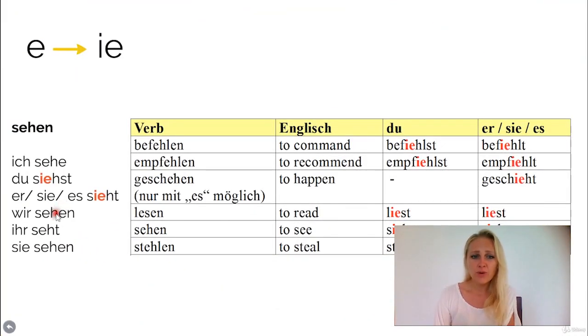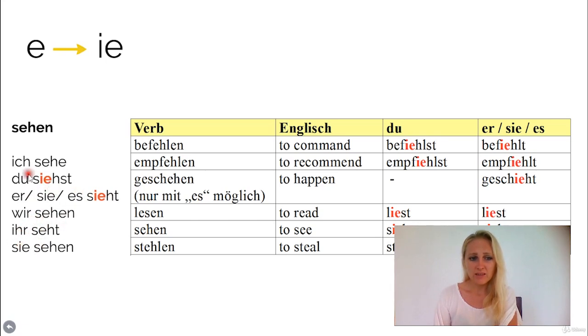Now this is a group of irregular verbs for which the E is changing to an IE. There are more than the ones that you see here, but those are the most important ones you need for the A1 level. Okay, so we have the verb sehen, which means to see. Ich sehe, du siehst, sie, es sieht, wir sehen, ihr seht und sie sehen.